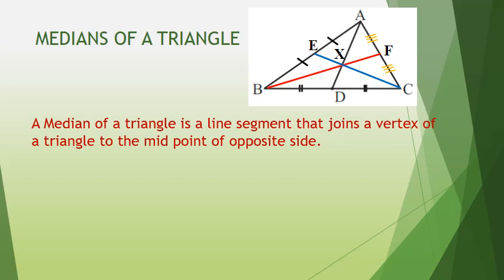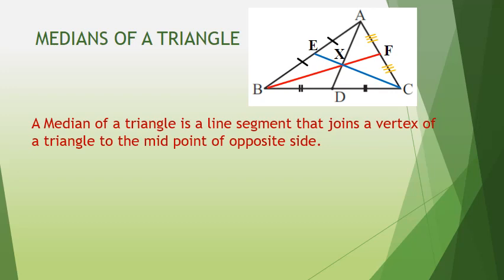Look at the figure given here carefully. Triangle ABC is given here, and from vertex A, I have drawn a line segment to the midpoint of BC, marked as D. So what about line segment AD? AD is a median because D is the midpoint. D is the midpoint means BD will be equal to CD.